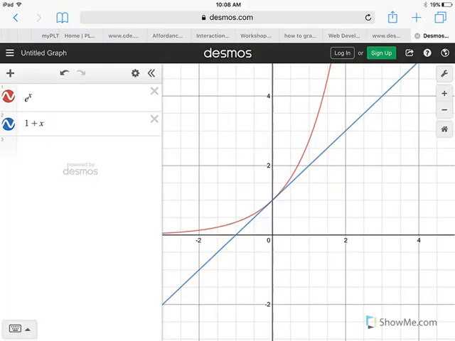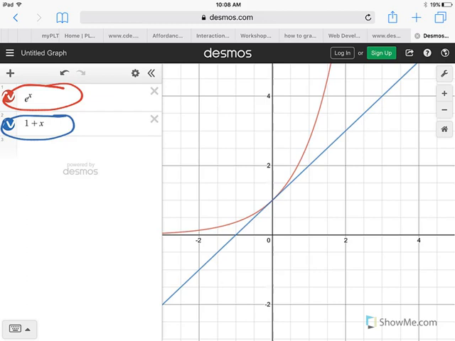What you see on this screen is the graph of f of x is equal to e to the x, and the graph of the first degree polynomial approximation for f of x is equal to e to the x, centered at x is equal to 0. And you can see that the blue line does a pretty good job of approximating the function f of x is equal to e to the x for x values that are close to the center that we chose, x is equal to 0.